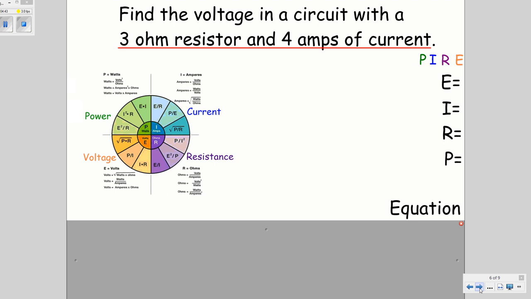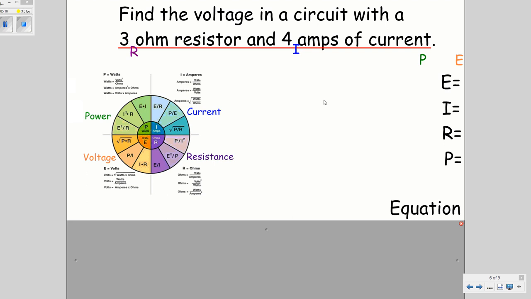So here's how we use it. Here's a question. It says find the voltage in a circuit with a 3 ohm resistor and 4 amps of current. I want you to start off and think, what do you know? What are the pieces that you know? And we're going to label them. In this case, we have 3 ohms resistance, so we're going to put a little R here, 3 ohms. And then we have amps of 4.